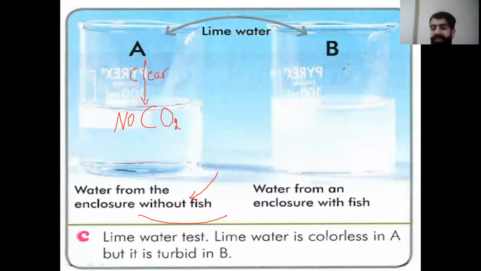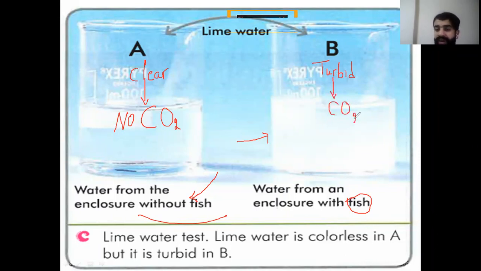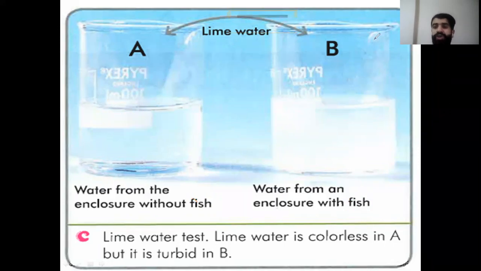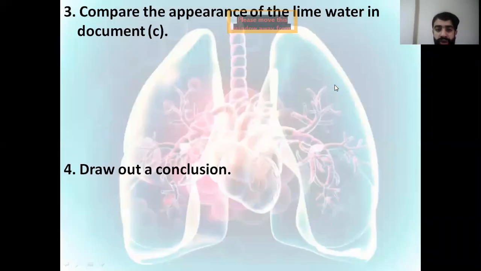However, in beaker B, the lime water is turbid, or you can say milky or cloudy. All of them have the same meaning. As you see here, the lime water is turbid in the water coming from the enclosure with the fish. So this means we have CO2, because we have the fish. We don't have fish in A, so there is no release of CO2. This means that the fish releases CO2, and this CO2 turns the lime water turbid.